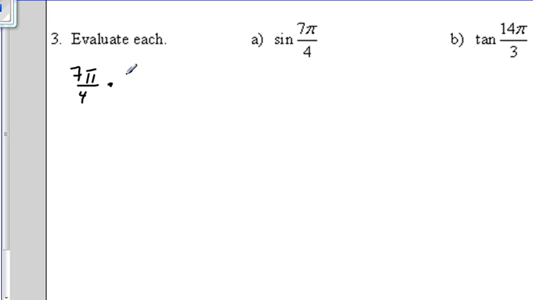So 7 pi over 4, in order to convert radians to degrees, we multiply by 180 degrees over pi. As you can see here, the pi's will cancel each other out. 7 times 180 over 4 is 315 degrees. So what we have to find is the sine of 315 degrees. At this point, what we need to do is find the reference angle.